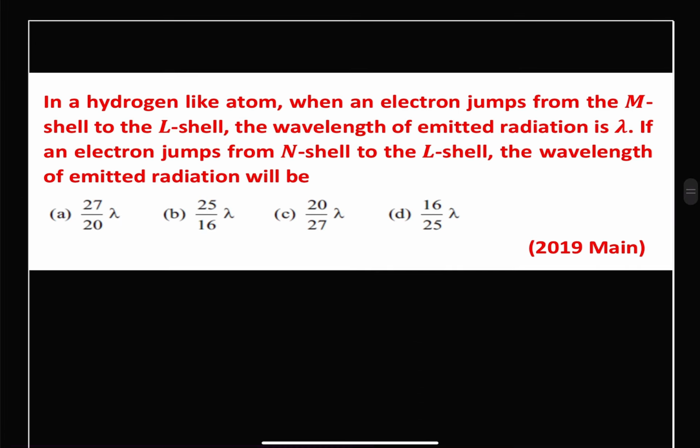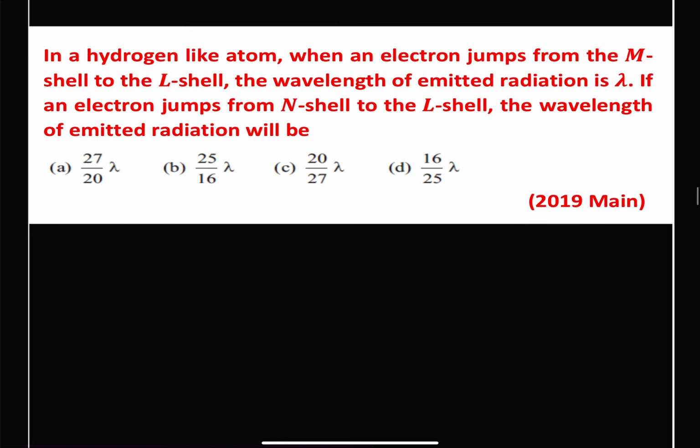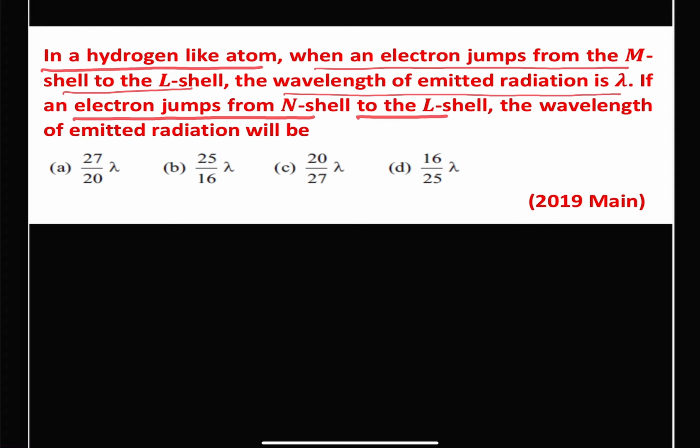We are given that in a hydrogen-like atom, when an electron jumps from M shell to L shell, the wavelength of emitted radiation is lambda. If an electron jumps from N shell to L shell, the wavelength of emitted radiation will be? So here we are just going to use the Rydberg formula and try to solve it. For M shell, the value of n is equal to 3, L gives us n is equal to 2, and we are left with N shell, where n is equal to 4.